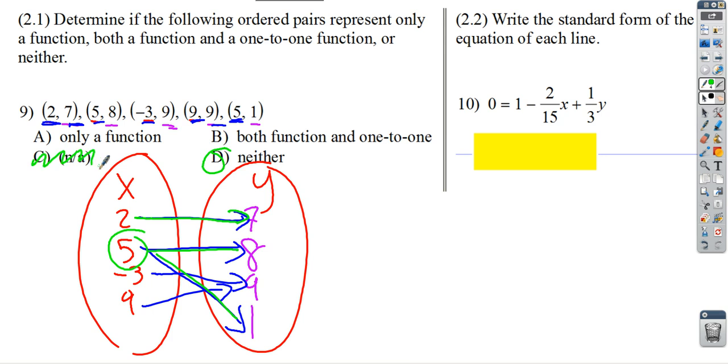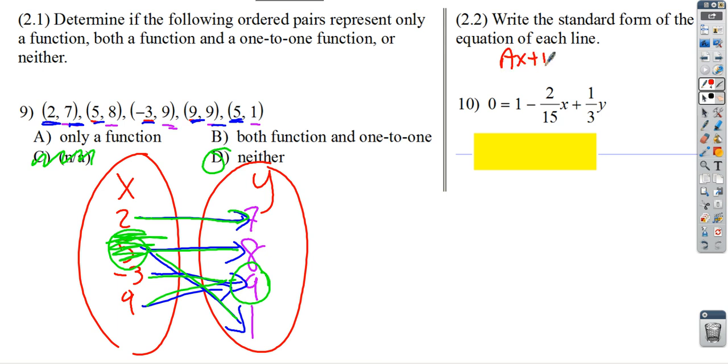Okay, if the 5 wasn't there, if this thing weren't here at all, then it would be a function. It would not be a one-to-one function though, because this output here has two inputs coming from it. So if that 5 weren't there for x, it would be a function, but it would not be a one-to-one function.